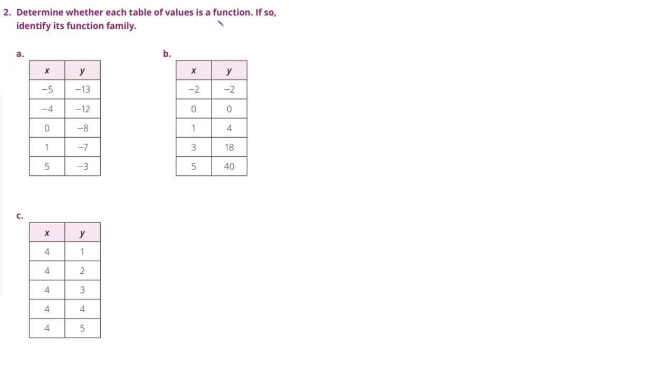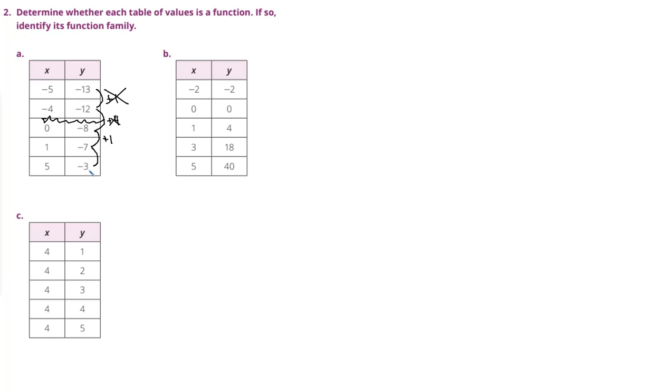Determine if each table of values is a function. If so, identify the function family. So let's look and see. From -13 to -12, we increased by 1. From -12 to -8, we increased by 4. From -8 to -7, we increased by 1. Oh, wait a minute, there was a break here, so I really can't compare these.